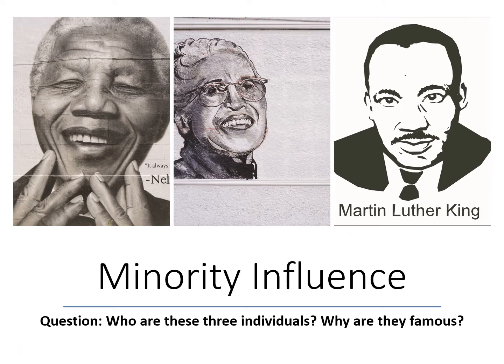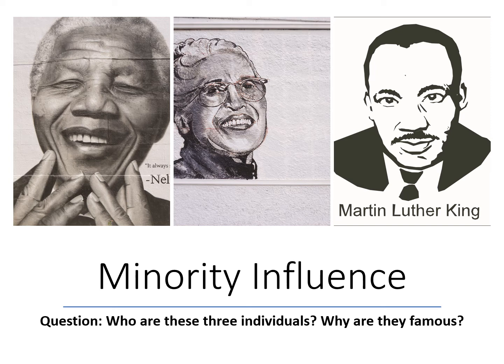Who are these individuals and why are they famous? You should know all of them, hopefully. If not, let me tell you. The first gentleman on the right is, of course, Nelson Mandela. He was the president of South Africa, and he was an anti-apartheid revolutionary. He was the first ever black head of state and the first ever elected in a fully representative democratic election. So he was a big deal.